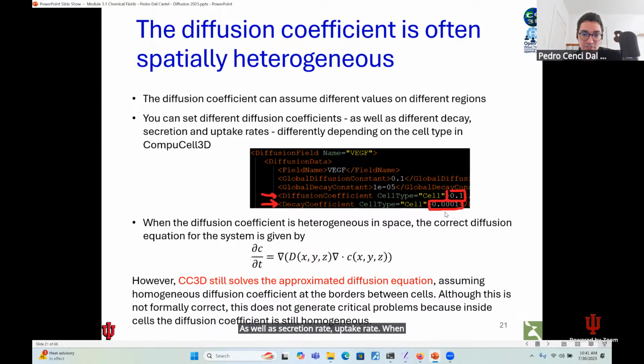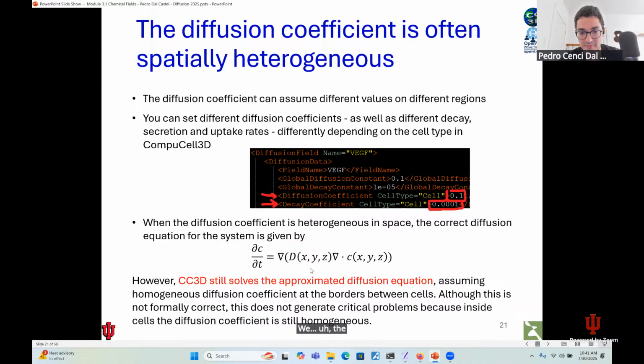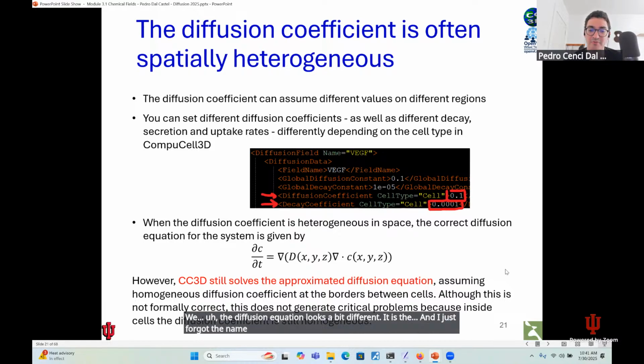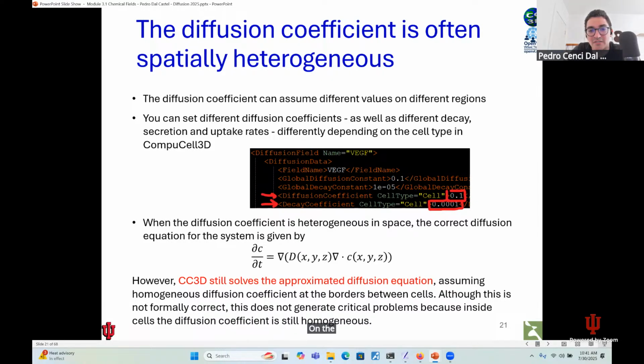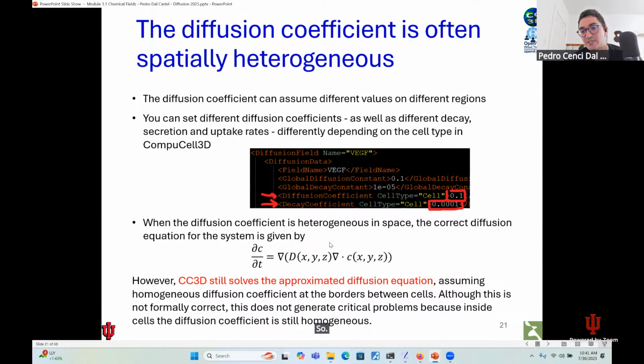When the diffusion coefficient is heterogeneous, the diffusion equation looks a bit different. It is, and I just forgot the name of the first operator, the divergence of the diffusion times the gradient of the concentration field. And why do we have to do this? Because diffusion now depends on the position. So diffusion is itself a field, a field that depends on the coordinates of the system, and concentration as well. So we have to account for that.